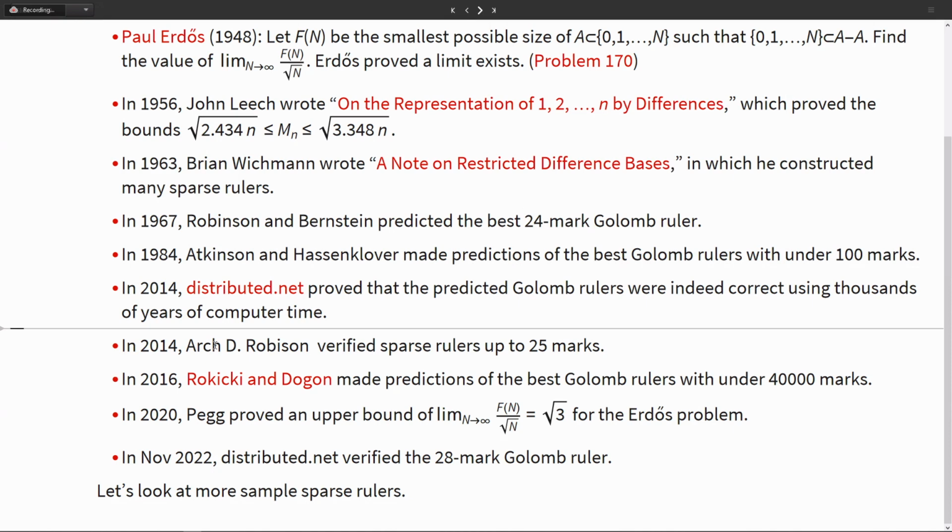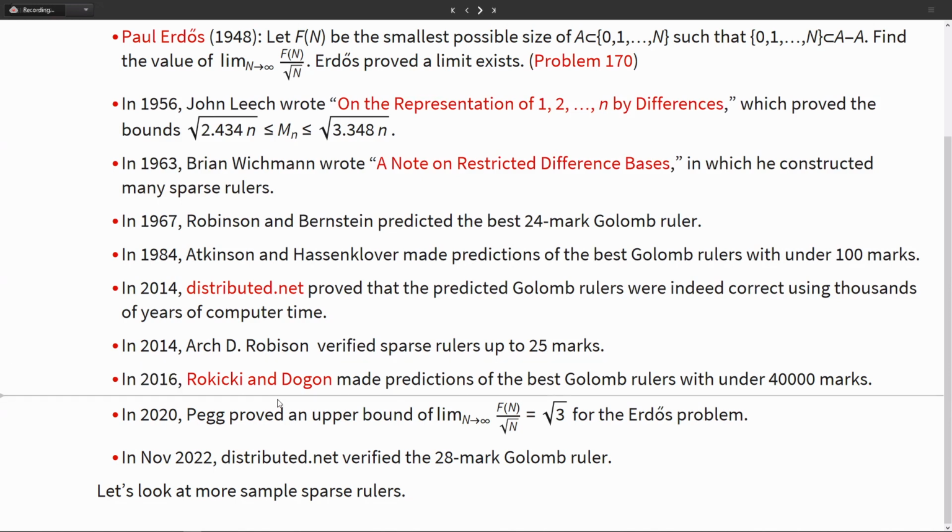And also the same year, Arch Robinson verified sparse rulers up to 25 marks using another big system. He worked for Intel. He was given access to about 600 Intel processors, and with those, he was able to compute sparse rulers up to length 213.